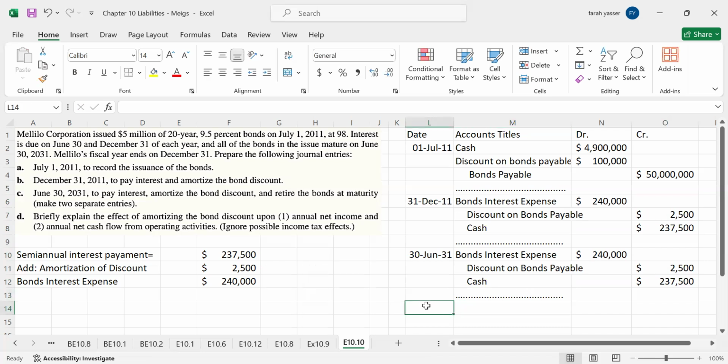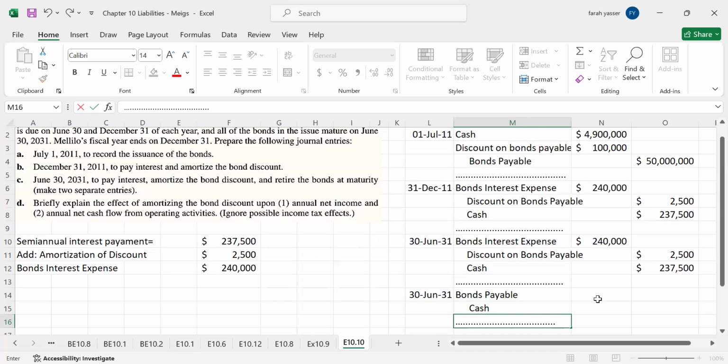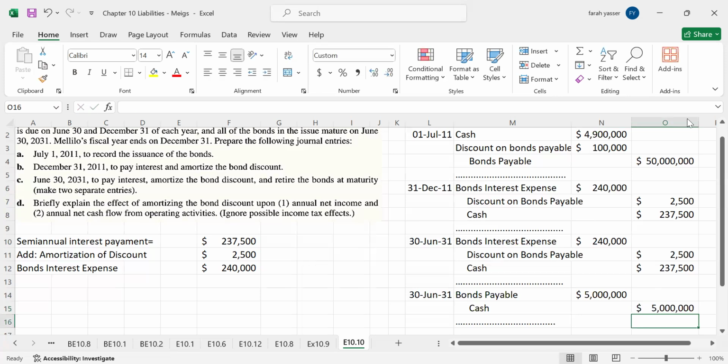Then the next entry is related to retirement of bonds, which is on June 30th, 2031. Retirement of bonds means the liability, that is bonds payable, will be on the debit side, and then cash will be on the credit side because the company is paying back to the bondholders. How much amount? 5 million. So this was the complete problem related to the issuance of bonds and recording of the bonds.